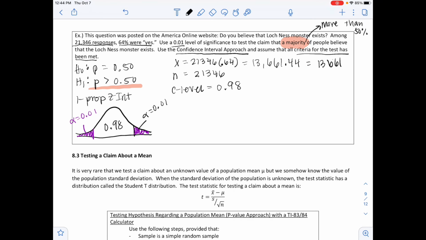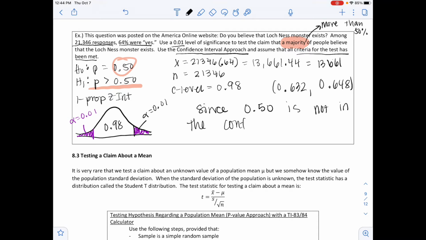And from the calculator, we get 0.632, 0.648. And looking at this, the null value that we did have up here is 0.5, and it's not in this interval. So since 0.50 is not in the confidence interval, this means that we do not reject H0.